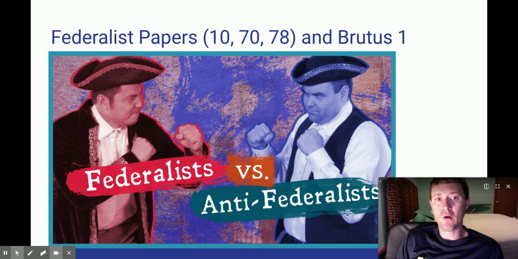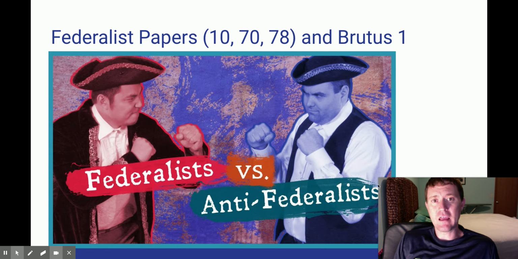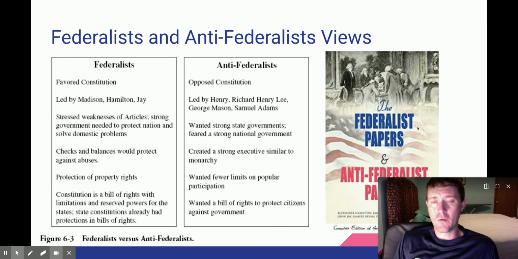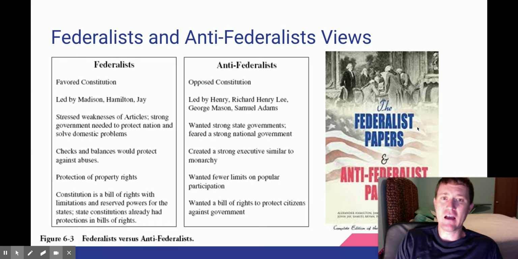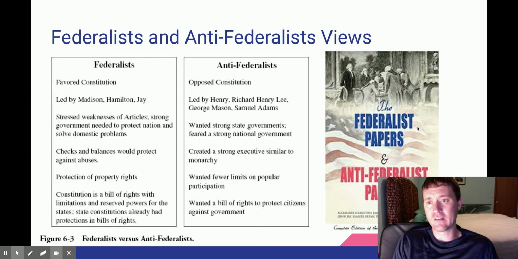Here are 4 of the documents we're going to look at today: Federalist 10, 70, 78, and Brutus 1. So let's start off with just a real quick recap. Federalist and anti-Federalist. You should all know this. Take a look at this slide.